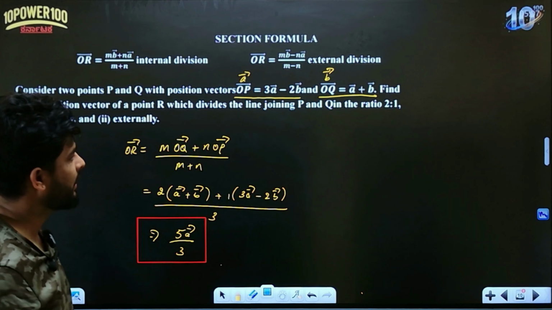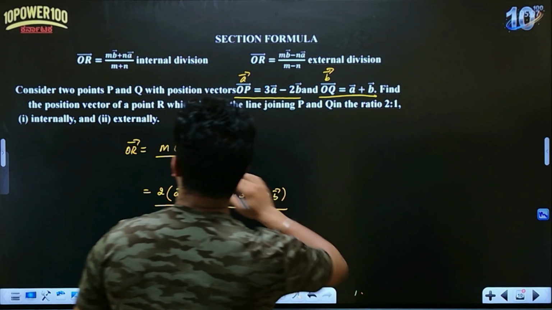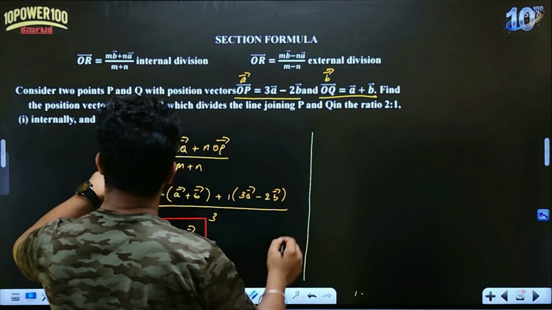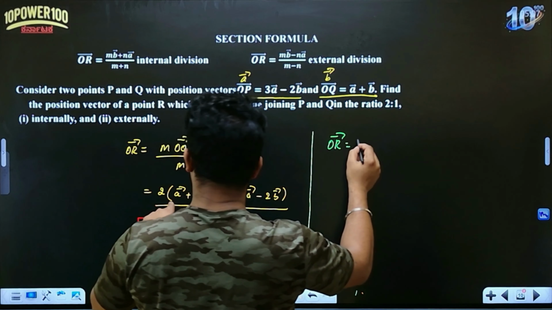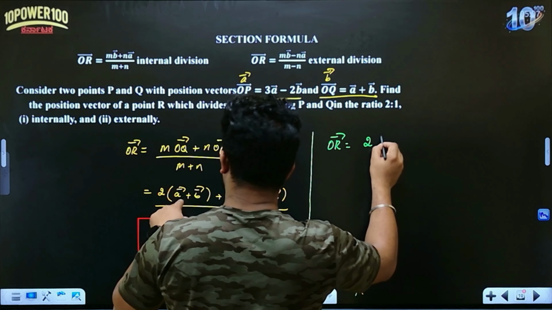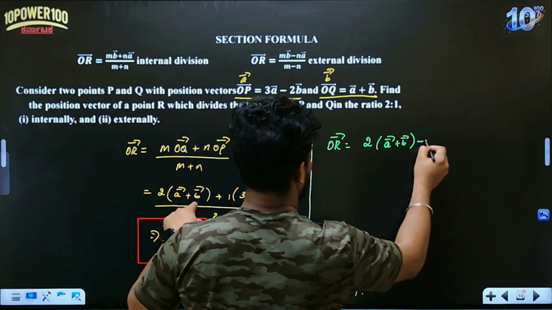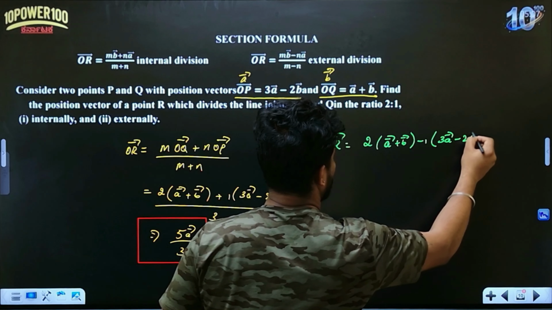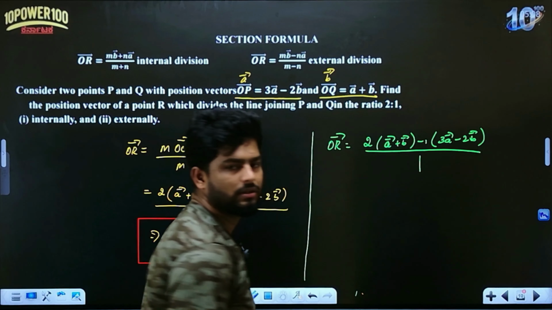Very simple one. Next, let's do externally. It is the same concept. So OR is equal to 2 of a plus b minus 1 into 3a minus 2b, divided by 2 minus 1, which is 1. So this is what you get.